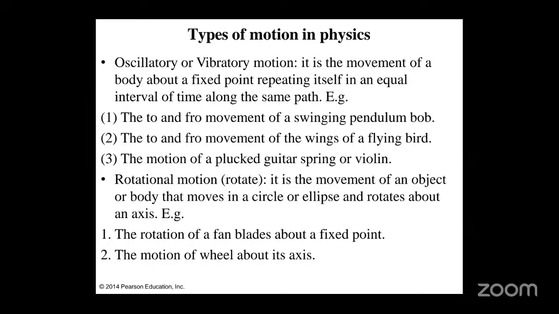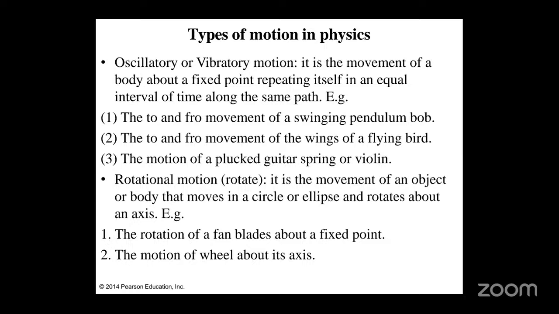The fourth type of motion is rotational motion. That is when an object moves or rotates about an axis. We say that it is a rotational motion. An example is our ceiling fan. The blades of our ceiling fan rotate about a fixed point.